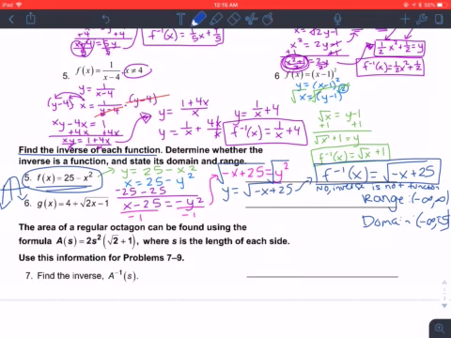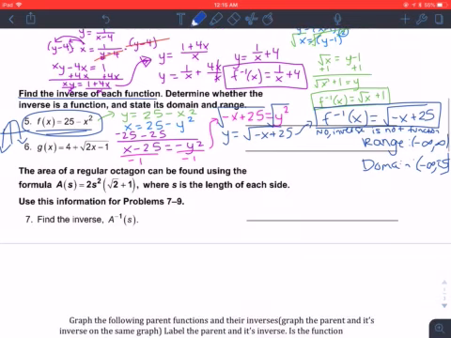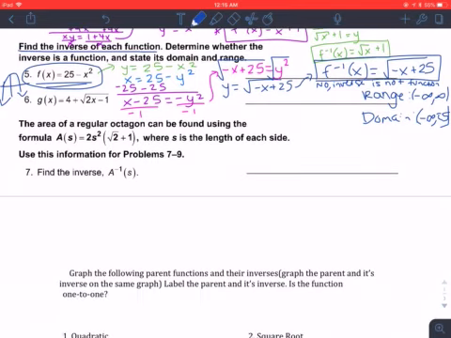Alright, on number 6, I'm going to go ahead and let y'all do that one. I'm not going to go through the entire thing. Well, let's look at number 7. So we're going to find the inverse of number 7.